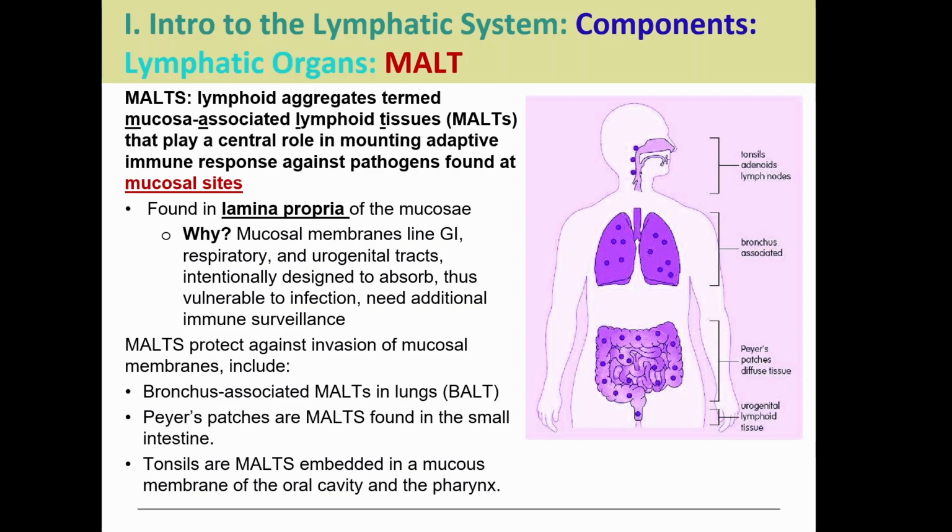So we have a couple different MALTs that we can find. There's the bronchus-associated MALT called the BALT. This we find in the lungs, Peyer's patches in the small intestines, and then tonsils, which are in the oral cavity and the pharynx.